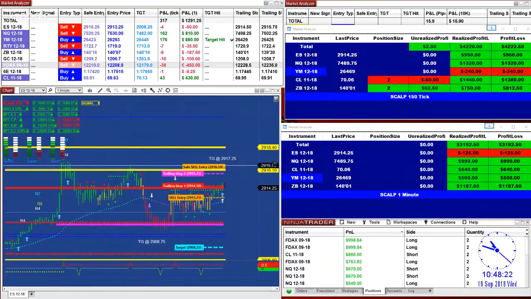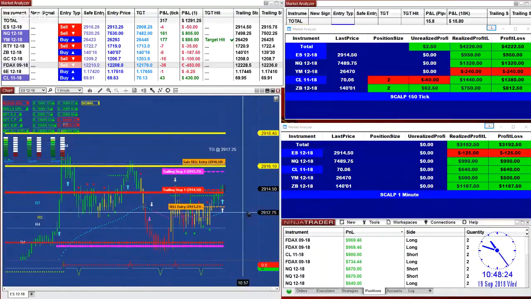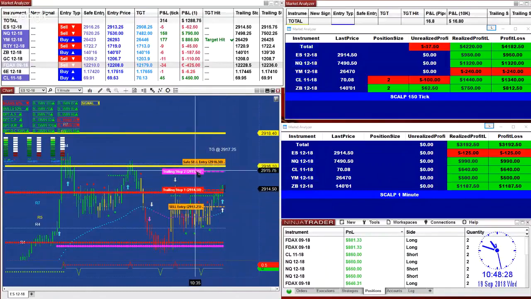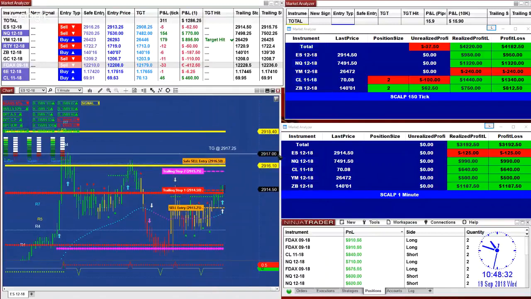You see, what is this ES? I don't want to deal with it anymore. We need to see this ES breaking those areas here. So stay away from the NASDAQ and ES, please, until we get the new signal.